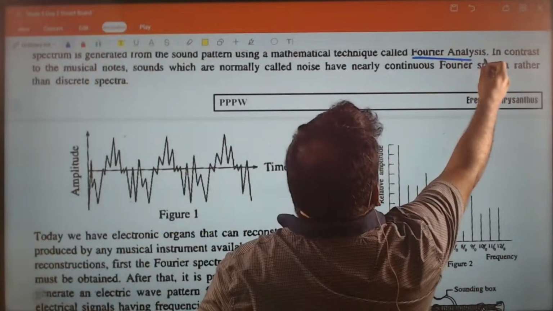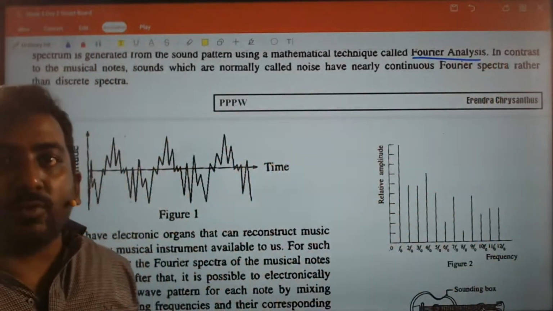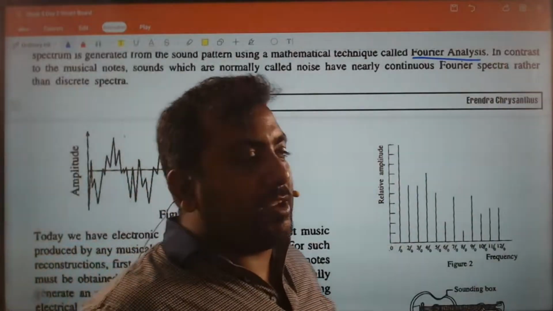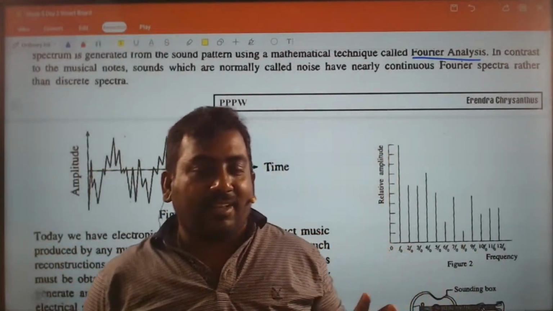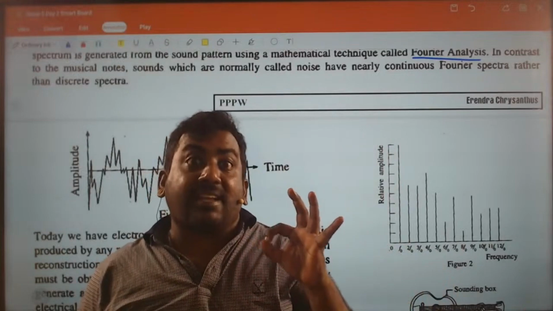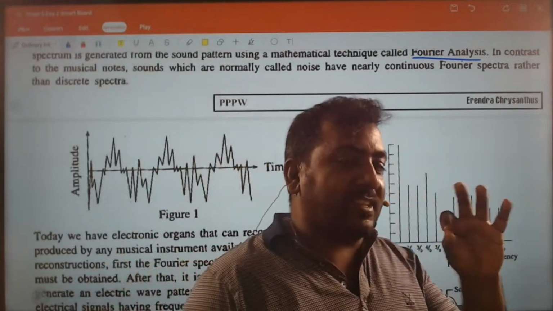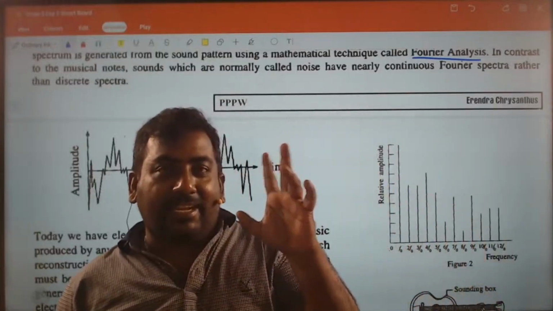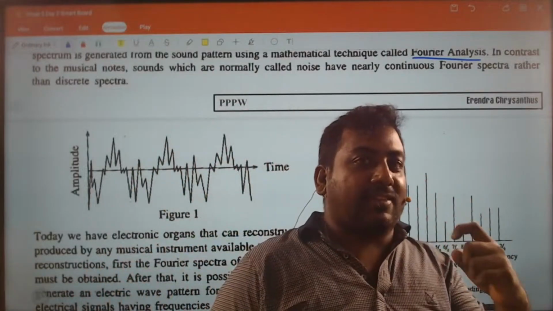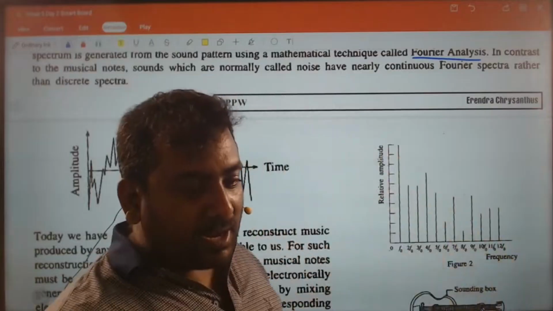Remember, once you go to university, you will learn Fourier analysis. Your integration should be perfect. Fourier analysis and Laplace analysis. Don't forget this. Someday if you go to university and you are learning science or mathematics or physics in detail, guaranteed, Fourier analysis will come, Laplace analysis will come.